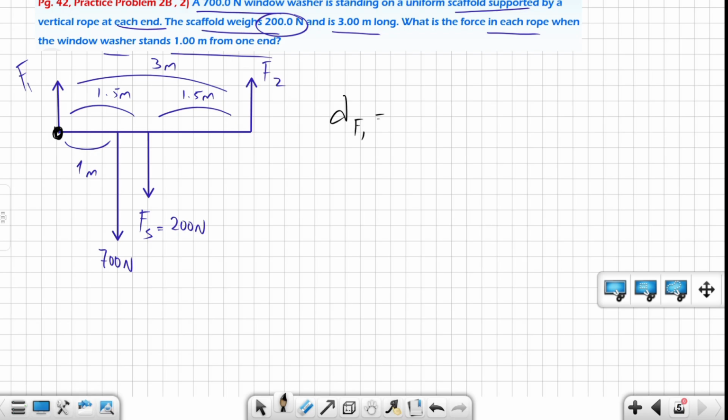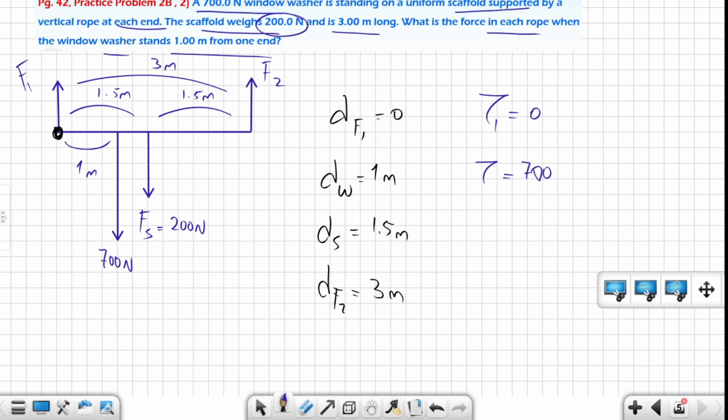So the distance of F1 is equal to 0. And the distance of the window washer is equal to 1 meter from the axis that I have chosen. The distance of the scaffold is equal to 1.5 meters, as you see, and the distance of F2 is equal to 3 meters. Now I can calculate each torque individually. The torque applied by F1 is equal to 0 because the distance is equal to 0. The torque applied by the window washer will be equal to the force multiplied by the distance, which is equal to 700 Newton meter.